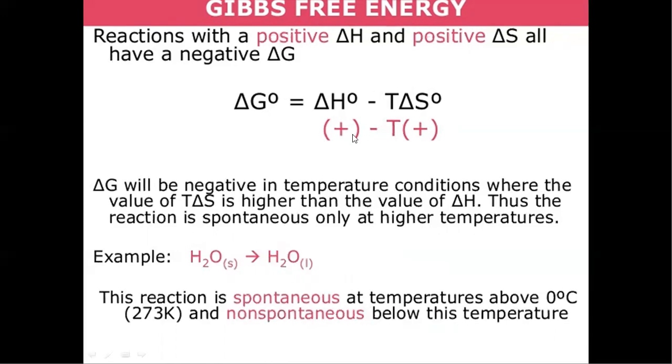And the fourth case is delta H values will be positive. That means the chemical energy will be increased for the system, and delta S values will be increased. That means disordered atoms or molecules are present in the system. At this condition, if you are increasing the temperature, then the reaction will be spontaneous. If you are decreasing the temperature, then the reaction will be non-spontaneous. So this is the example for this case.